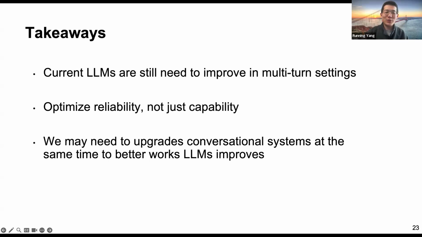The takeaway of this paper is that, I think this paper was published last year, so at that point, I believe current language models still need to improve in multi-turn settings, and we should also focus on optimizing for reliability, which is the variability across different usage, not just the very top performance. And we may also need to upgrade the conversational system along with the language models, because the system interacting with the language model is also important to make the overall conversational experience better.